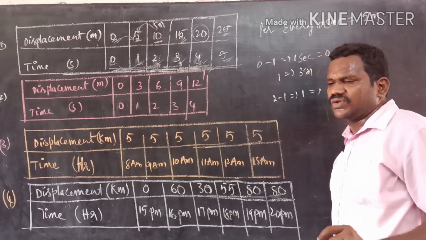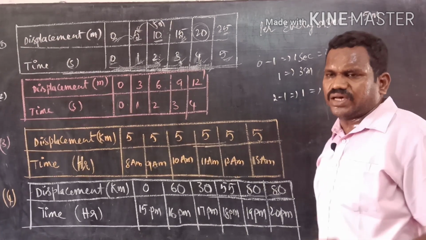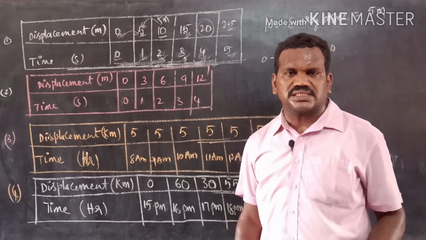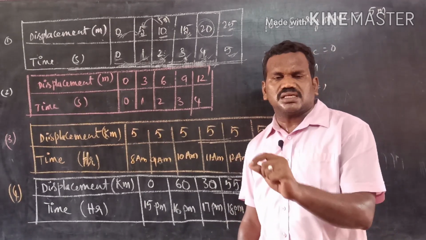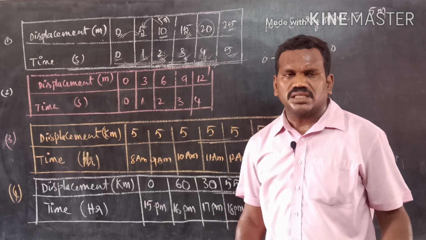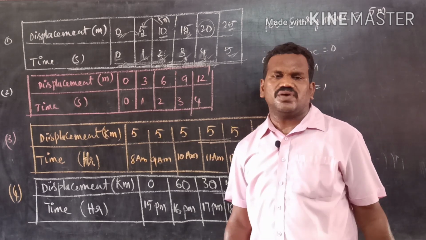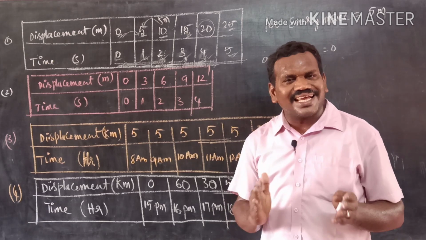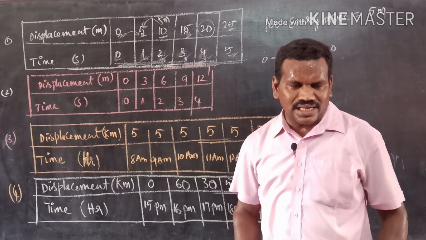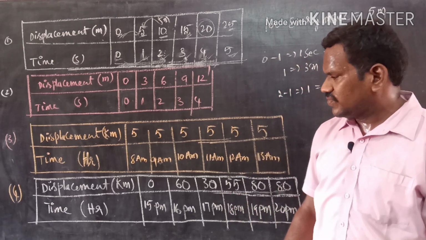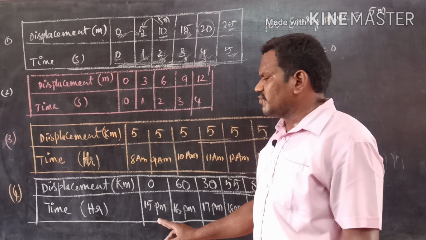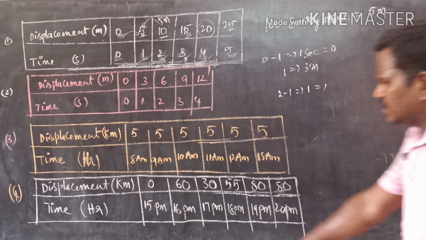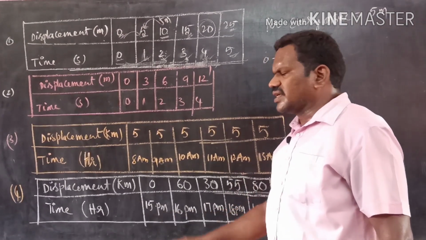Now what is the definition of uniform motion? If a body covers equal displacements or equal distances in regular intervals of time, then the body is said to be in uniform motion. Or otherwise, if the body covers unequal distances in equal intervals of time. For example, if we consider the fourth box that is given, if we observe the first 15 p.m. What is the meaning of 15 p.m.?